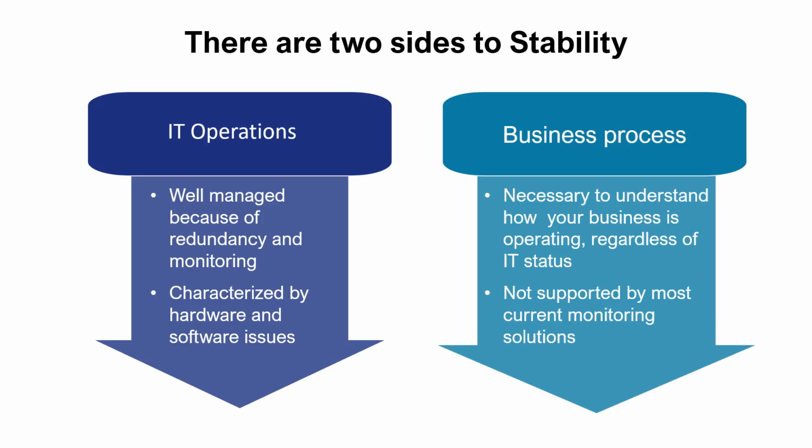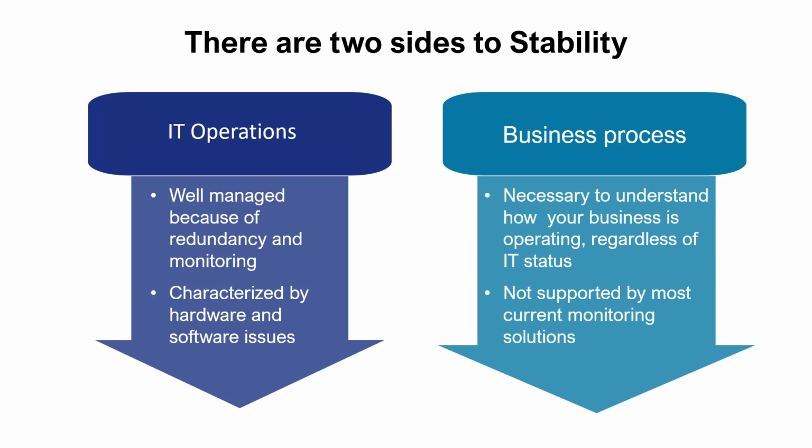Okay, so what does all this mean, and what is the real problem here? For this to make sense, I want to cover 3 concepts. The first is that there are really 2 parts to stability. Those are IT operations and business process. IT operations, in other words, how well hardware, software, and networking are operating, are covered very well with existing monitoring and redundancy. You've already addressed IT operations with your monitoring solutions.